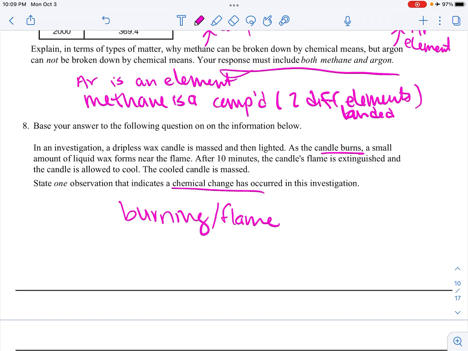The cooled candle is massed. So burning, the flame, yeah, that's good.